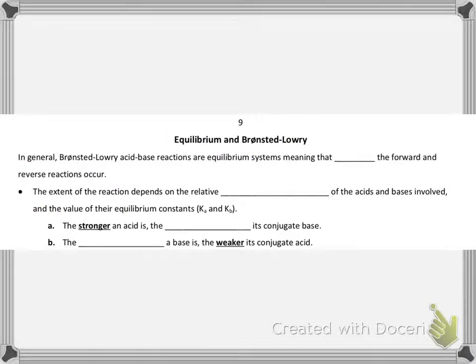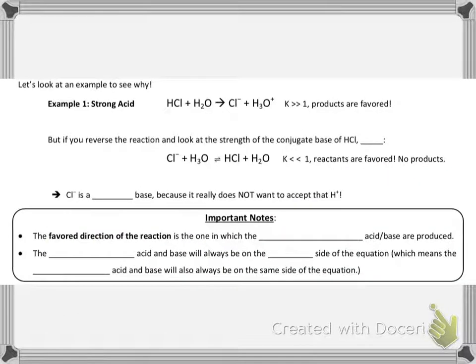So generally, when we have an equilibrium system, we mean both the forward and reverse reactions are occurring. Well, when you have an acid and a base reacting together, the extent of the reaction depends on the relative strength of the acid and the base. It is important to recognize here that the stronger an acid you have, the weaker its conjugate will be, and of course, vice versa. Let's look at an example to see why that is.